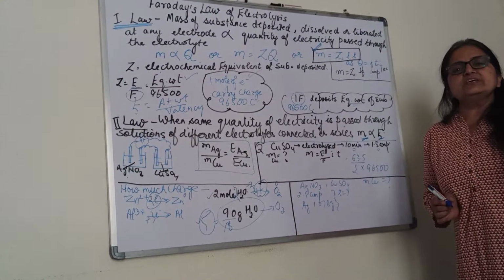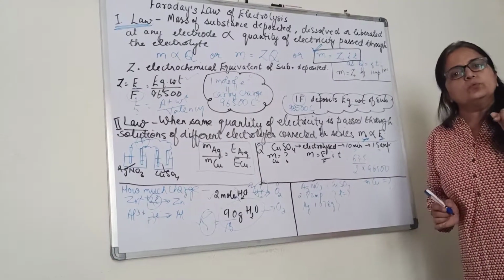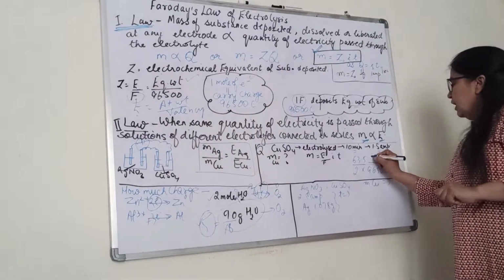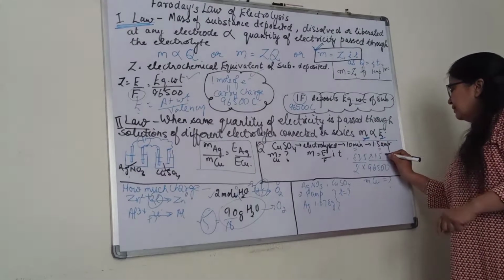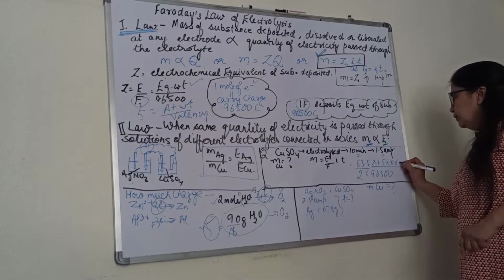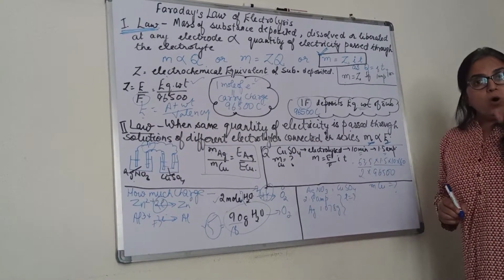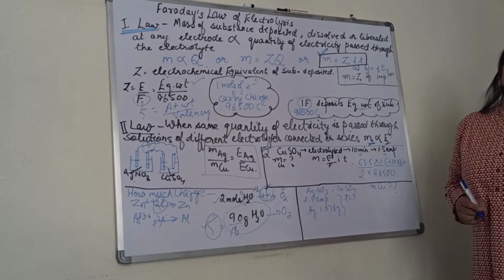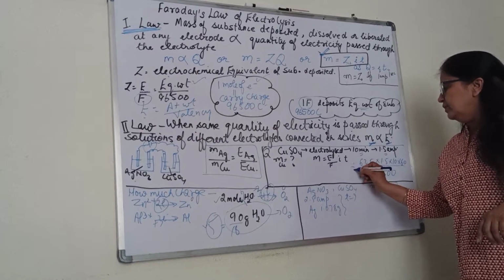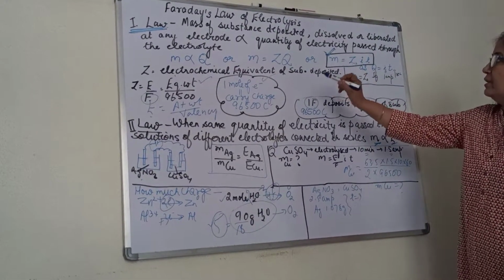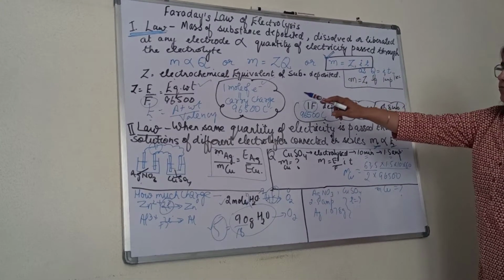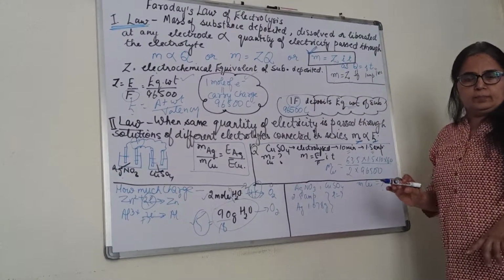Faradays we never use in the calculations. We will be converting into coulombs. I is given as 1.5 amperes. Time, we will convert into seconds. Always in the calculation time is to be converted into seconds. We will calculate, this will give you the mass of copper. So we have used this formula: M is equal to E by F, I into T.